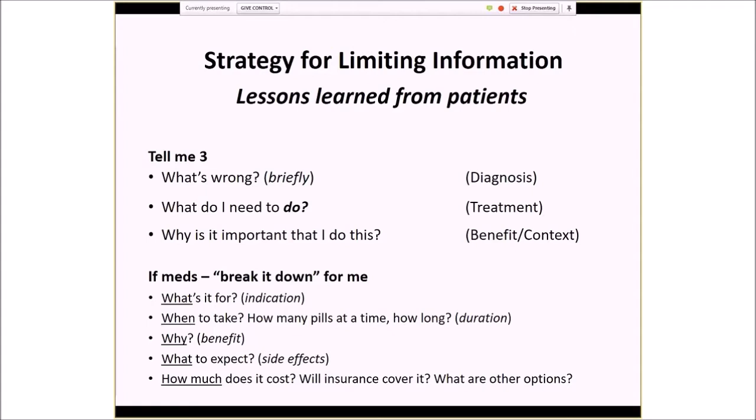Why do I need to keep taking it? What to expect? What side effects? If I have a headache or upset stomach, is that temporary? Or if it's not, how do I address that? How much does this medicine cost? Will my insurance cover it? Are there other options if it costs a lot?